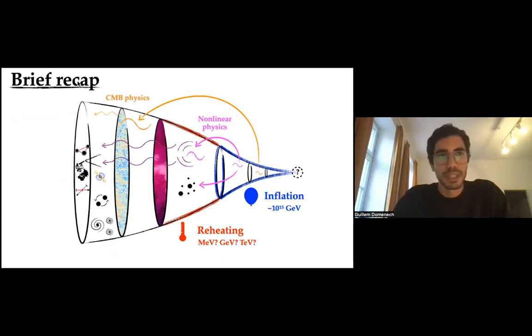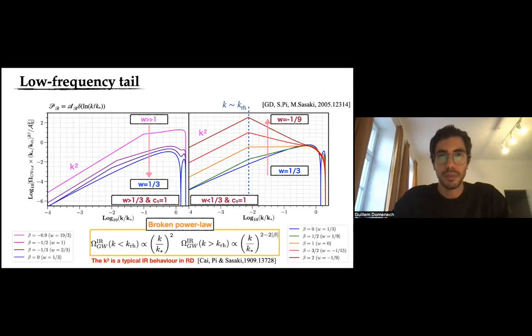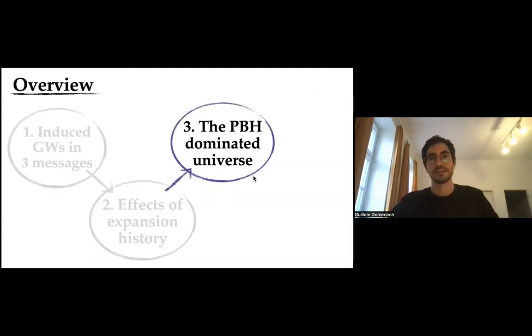Okay, so just to remind you what is happening. This is the expanding universe, you have inflation, during which some fluctuations are generated: large scale fluctuations generated in the beginning of inflation, and this affects the CMB. But small scale fluctuations are generated towards the end of inflation, and they generate these induced gravitational waves after inflation, during, say, the reheating epoch. So let me skip this part, and let me go directly to the primordial black hole dominated universe.